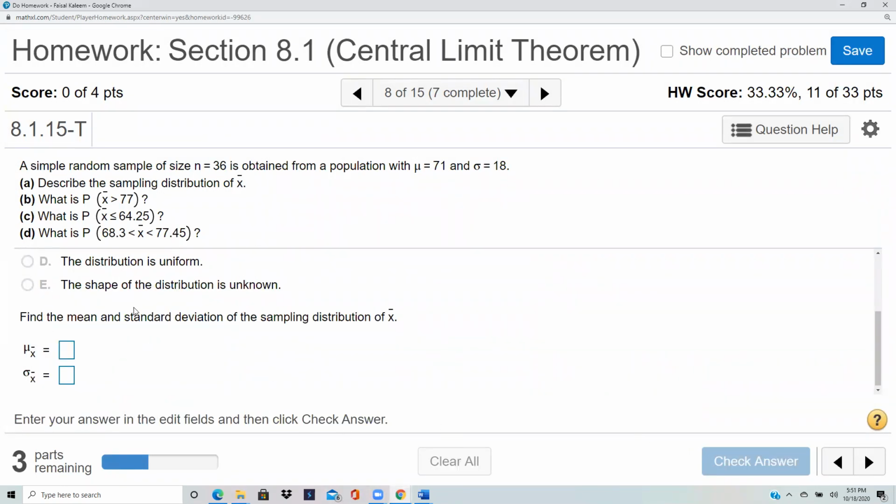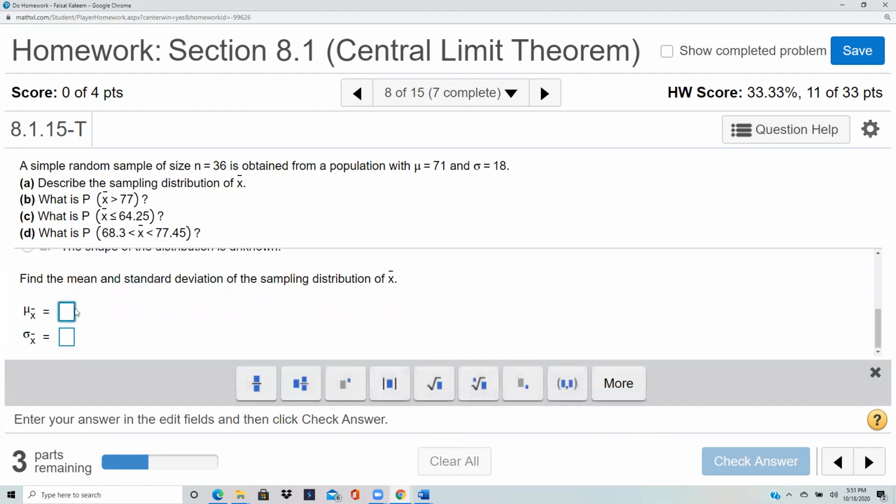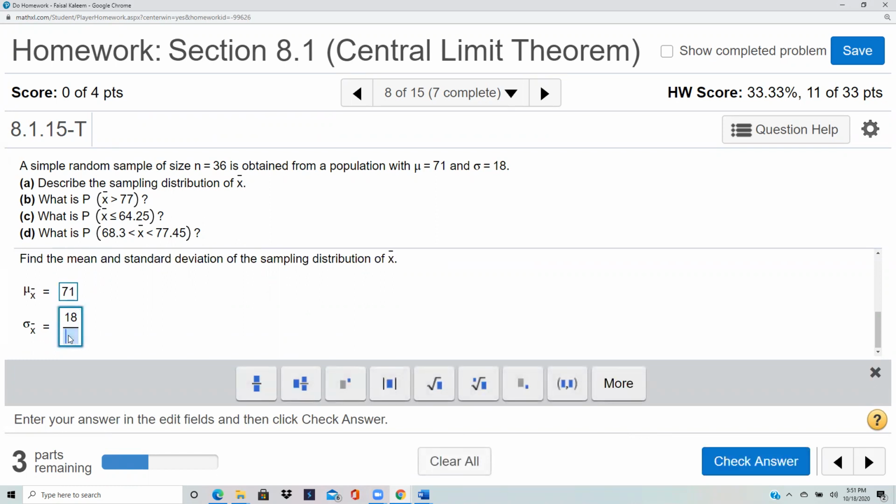Find the mean and standard deviation of the sampling distribution. So mean is the same, 71. And standard deviation is the original standard deviation divided by square root of the sample size. So that would be 3.